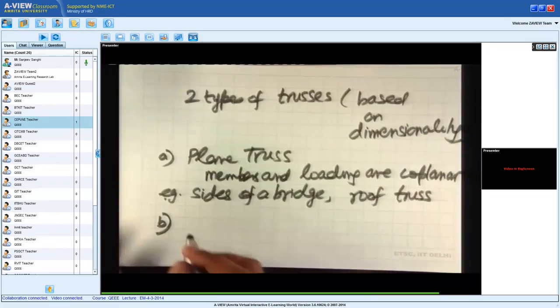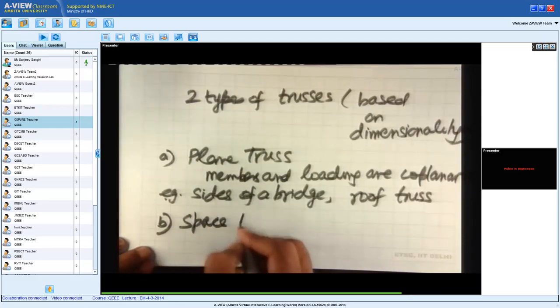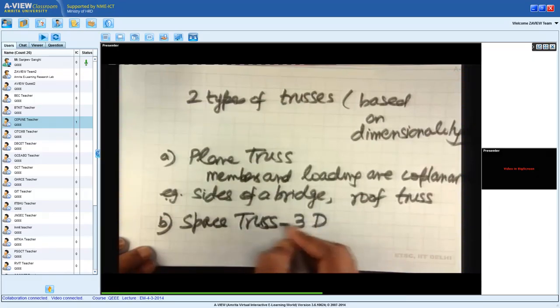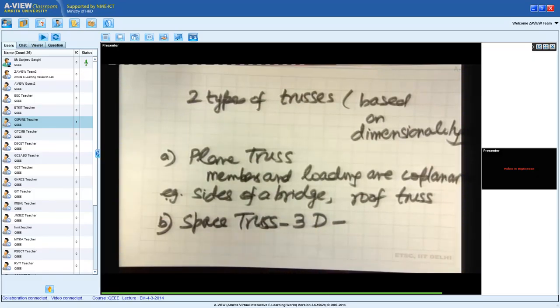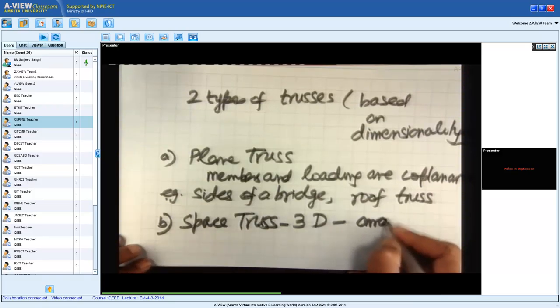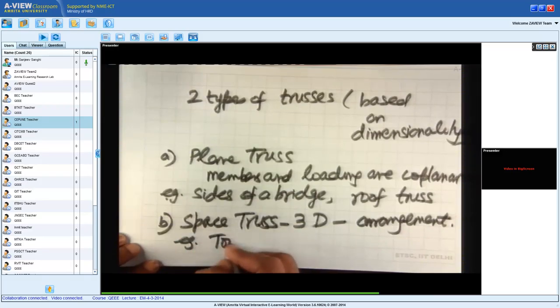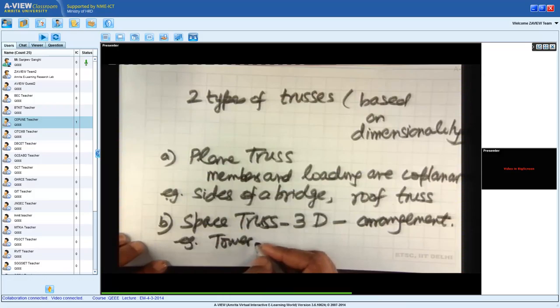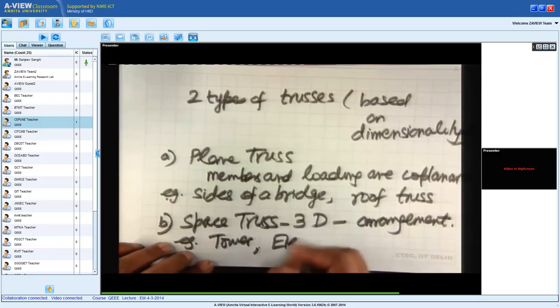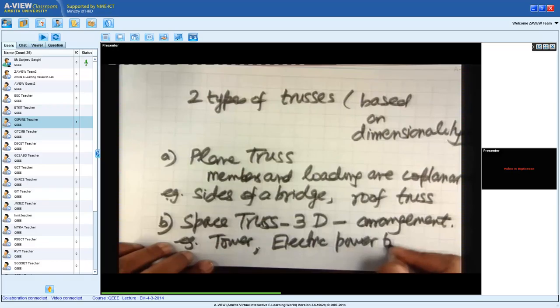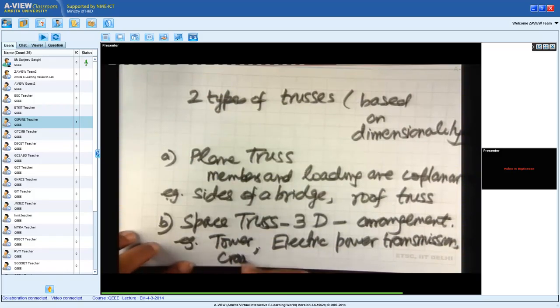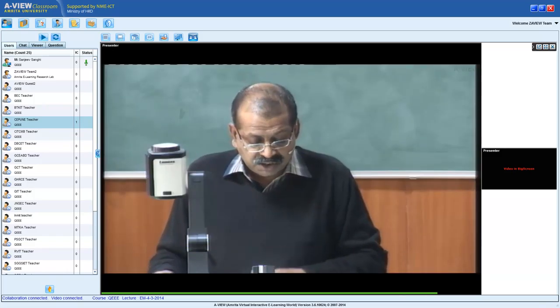The second type of truss, which you may have guessed, is what we call a space truss, which is basically a three-dimensional arrangement of members. So here, the arrangement is not restricted to one plane. It is a three-dimensional arrangement. Examples of this are towers. When you see a tower, you will see trusses of this type. Electric power transmission towers, any trusses there will be of this type. In a crane, the truss which you see will be a three-dimensional truss.